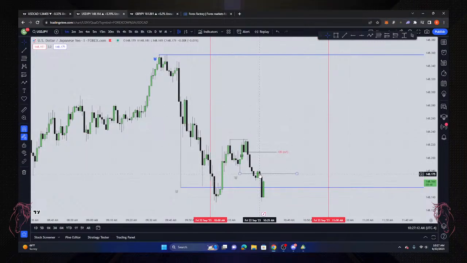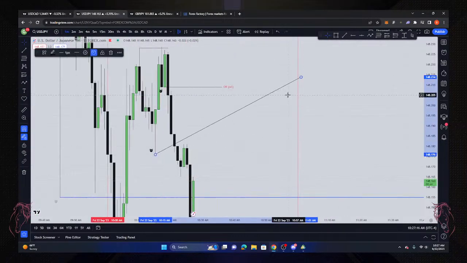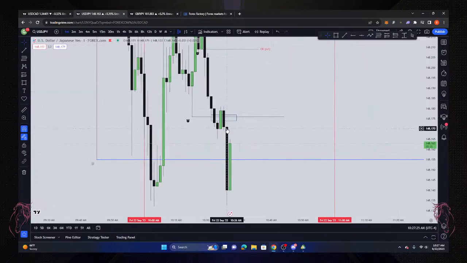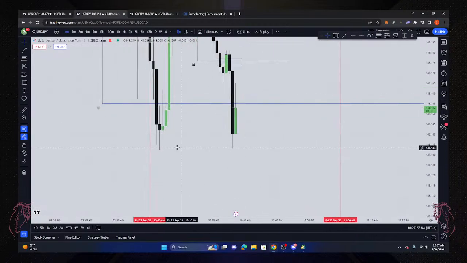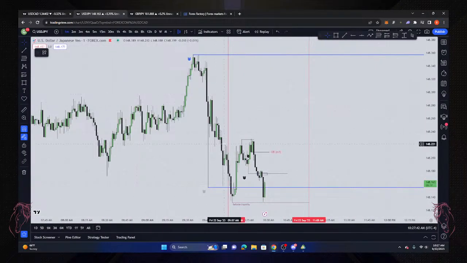Alright, we see UJ pulled back into this tiny imbalance that it created right here when it swept this low, pulled back into it, went lower, has not taken out these lows just yet, so it looks like it has just a little bit longer, or just a little bit more movement to go before it takes out this sell side.